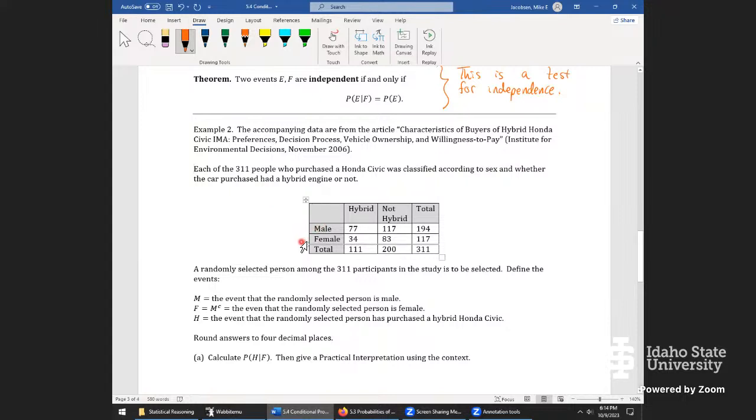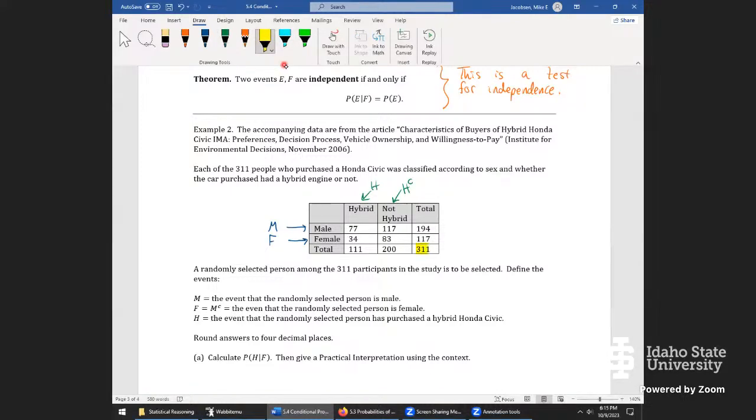So we have events, male, female, other events, hybrid engine, not a hybrid engine. We could just leave it in ordinary words if we'd like, but sometimes it's just a handy shorthand to do this. I'll consider this event as M for male. We could call this one M complement for not male, or just call it F for female, might be just as easy. We'll call this one H for hybrid. This one H complement for not hybrid. That would definitely make more sense here, less symbols this time.